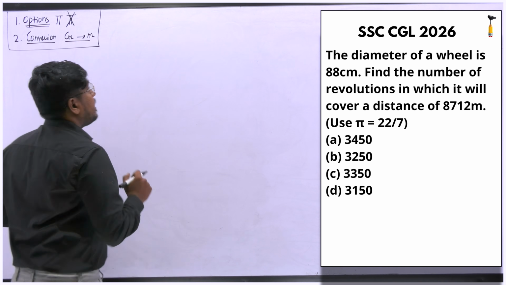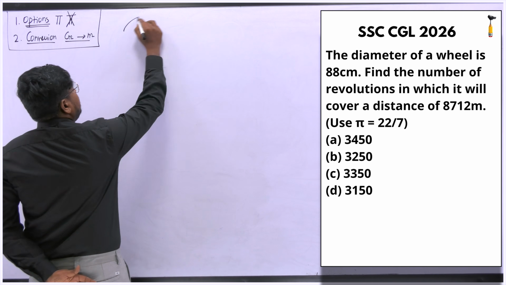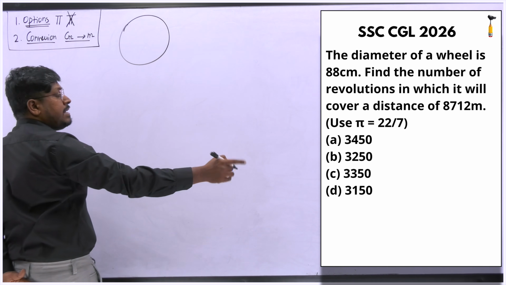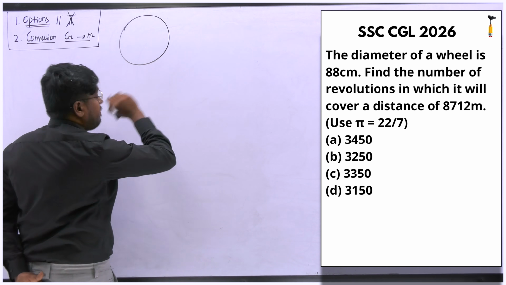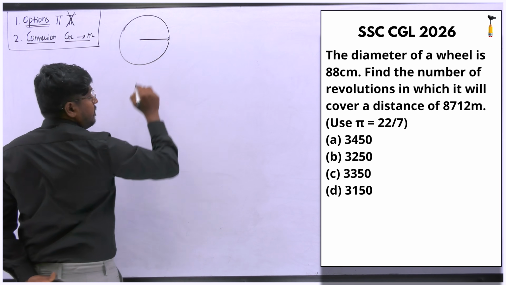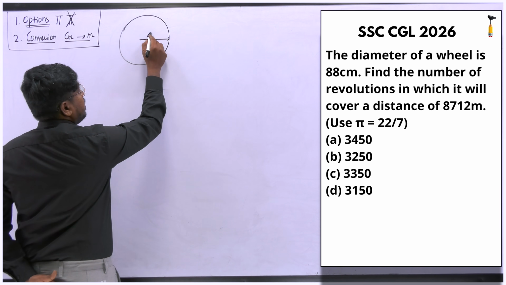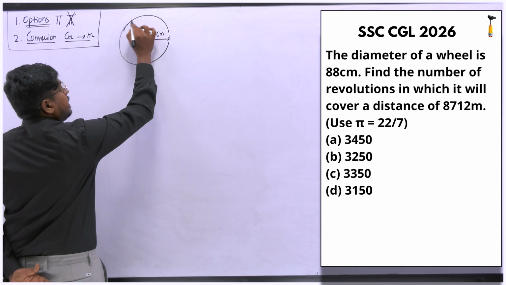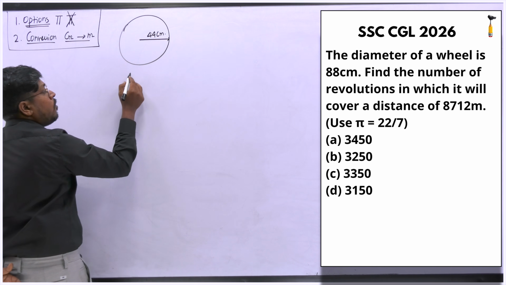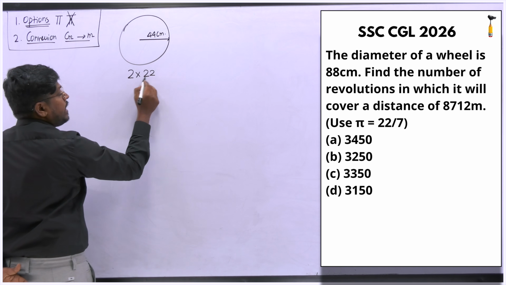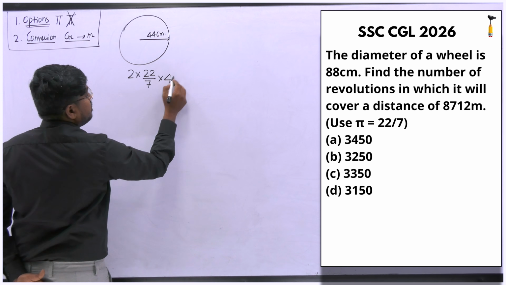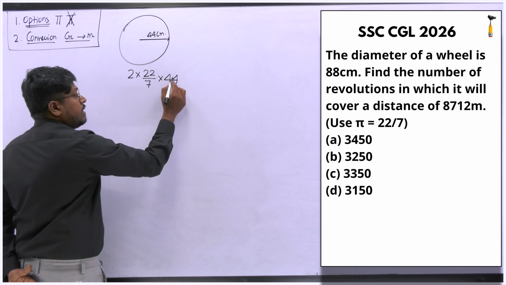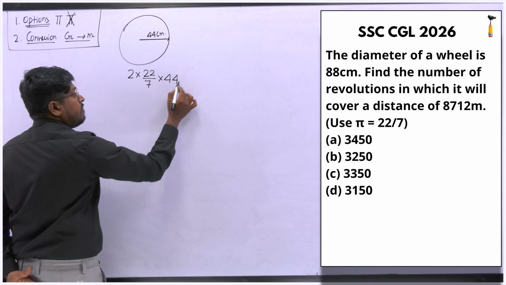So now first let's understand the logic. See, the total diameter of the circle that they have given is 88 centimeter. So the radius will be half of this diameter, which is 44 centimeter. So 44 centimeter will be the radius. So the circumference of the circle will be how much? 2 pi r. So 2 into 22 by 7 into the radius, which is 44. And if it rotates 1 time, the total distance covered will be the circumference of the circle.